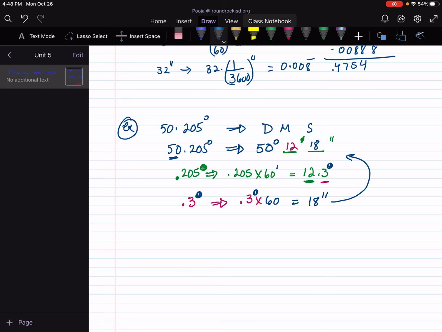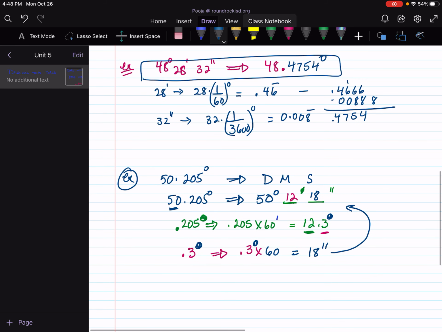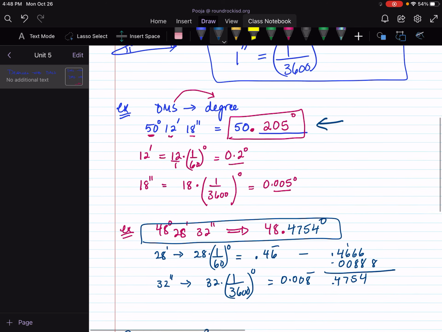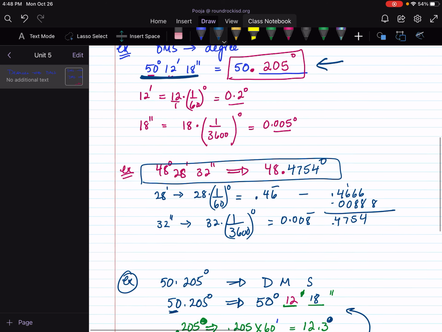And this is converting backwards. So if I need to check my answer: 50 degrees, 12 minutes and 18 seconds. And yes, this is backwards. So I did the same problem, but I just did it backwards.